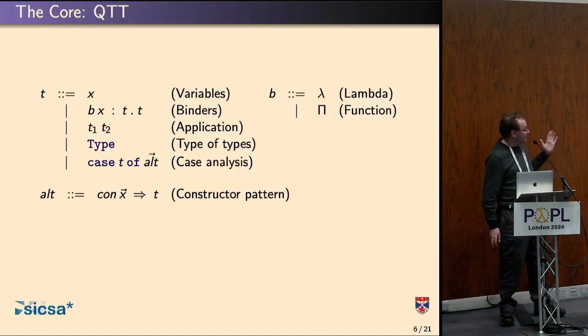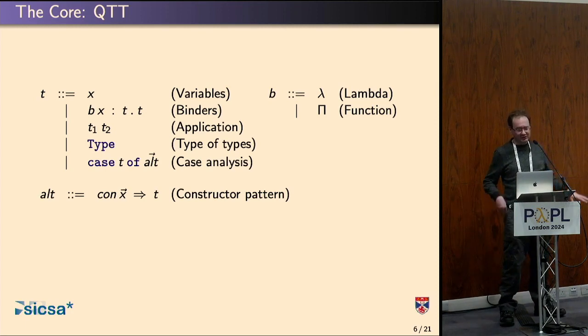Okay, so I'll show you, this isn't the whole of the core, this is the interesting bit of the core, as far as this talk is concerned. So we've got variables and binders. Binders can be either lambdas or functions. I just find it convenient to treat lambda bindings and pi bindings the same in terms of the syntax. You don't necessarily have to do that.